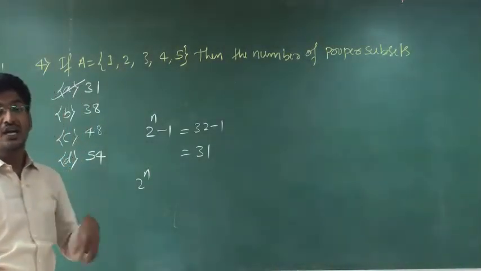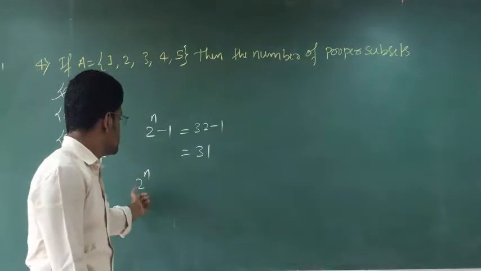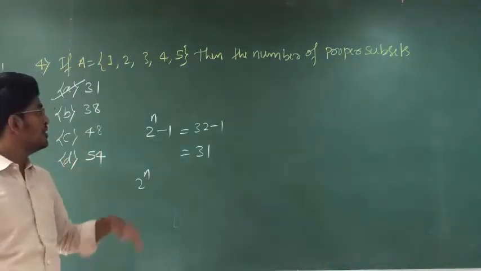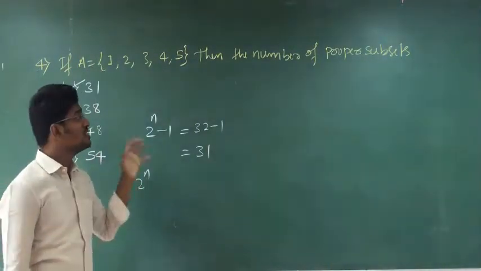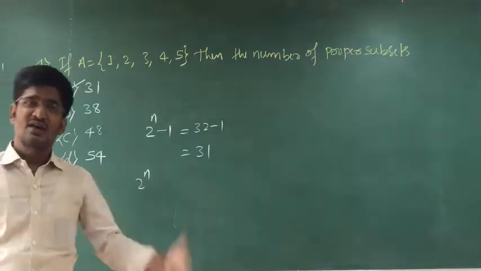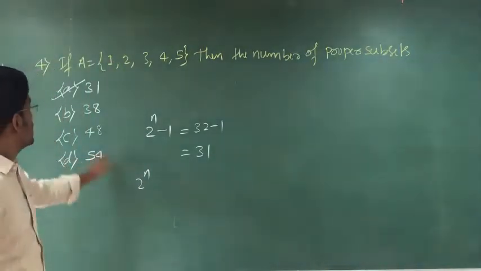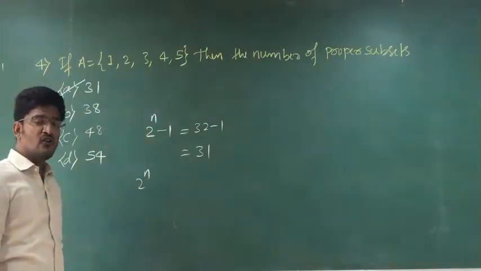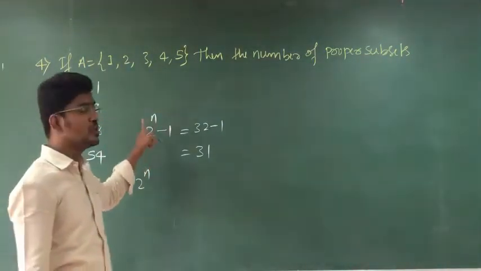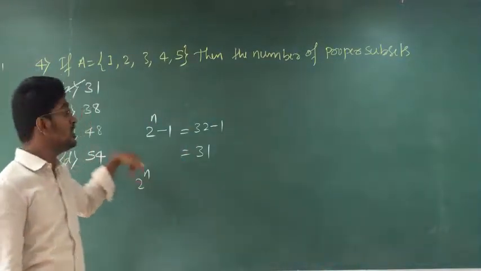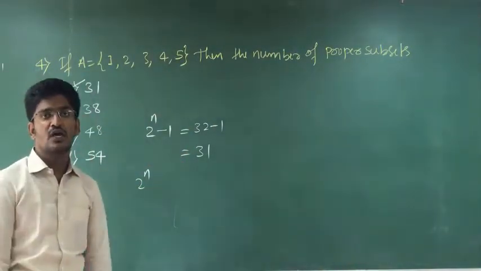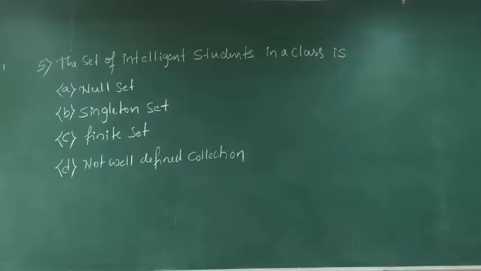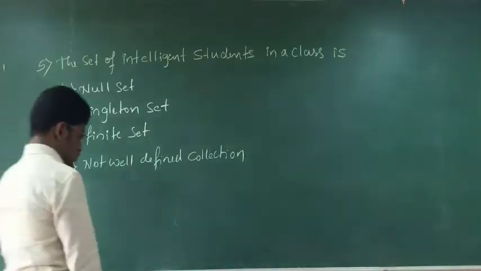Okay. For the collection of all the subsets, it is 2 to the power of n. For the proper subsets, 2 to the power of n minus 1. What is proper and what is improper, let us see in some other classes. But here, what they are asking, let us solve only that much. The number of proper subsets is 2 to the power of n minus 1. 32 minus 1. Answer is 31. Okay students. Now let us move to the next question.